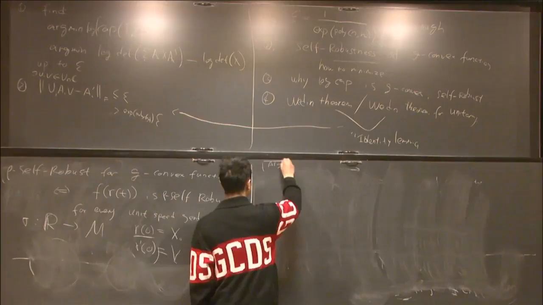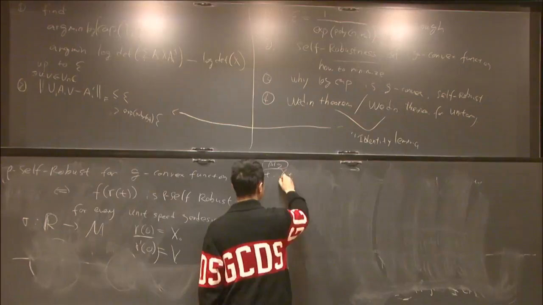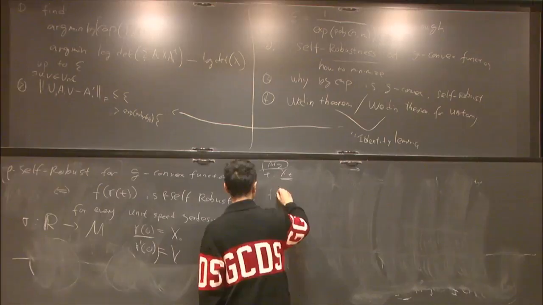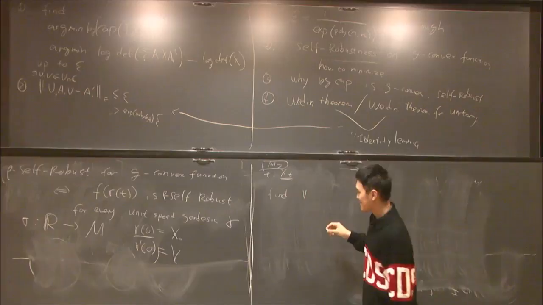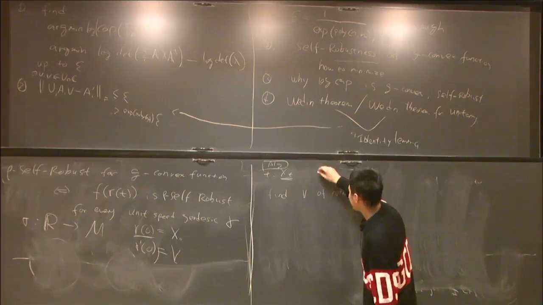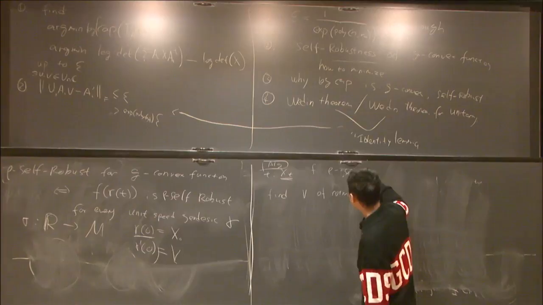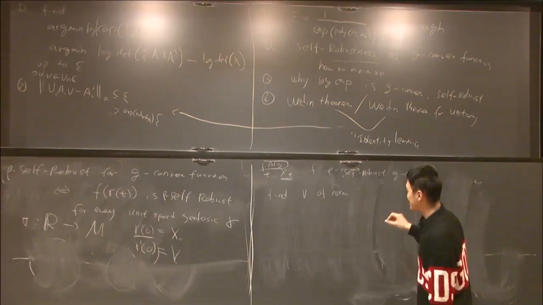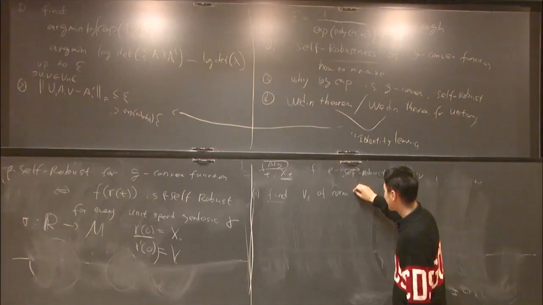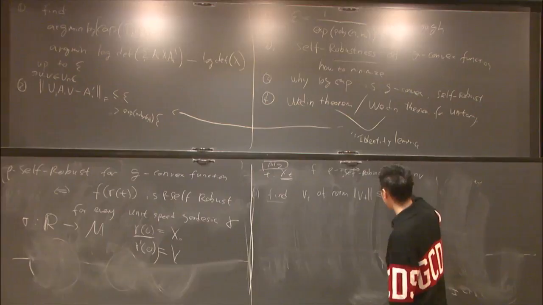So what is the algorithm? The algorithm is pretty simple. At each iteration t, you maintain a point xt. Let's say the function f is rho self-robust, geodesically convex. Then at each iteration, you want to find a Vt of norm smaller or equal to 1 over 2 rho, I think.